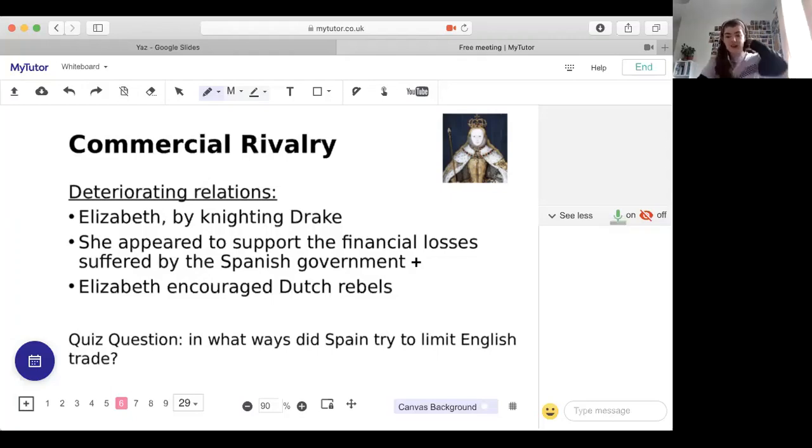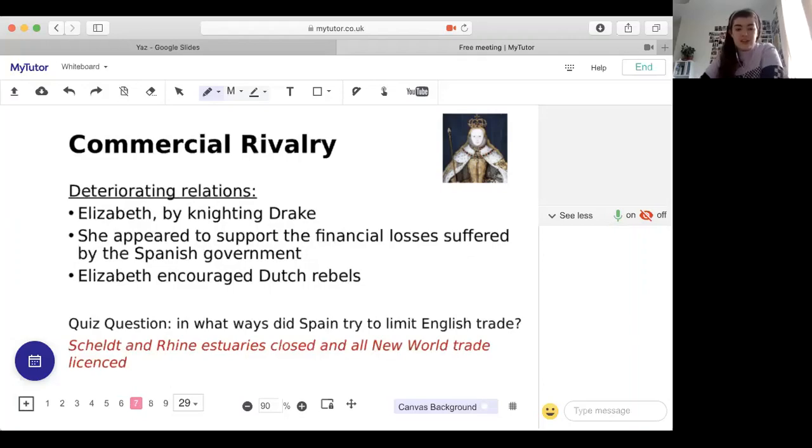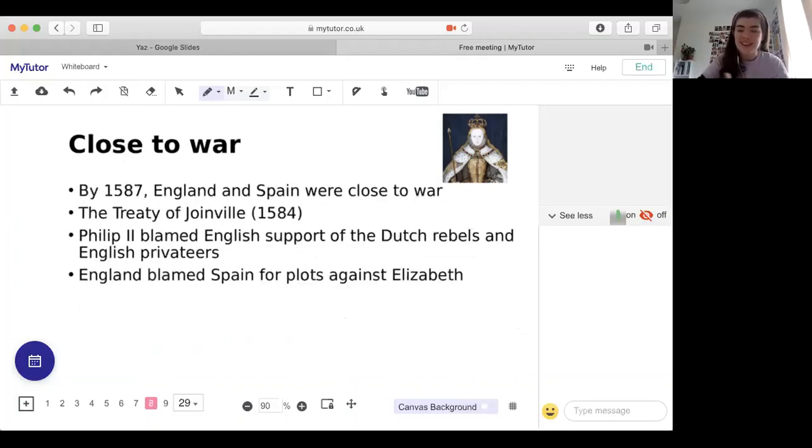Okay, so yes, they have blocked many trade routes. So England had a blockade of trade, yep. So England needed Spanish government to trade with the New World, yep, excellent. So the Scheldt and the Rhine estuaries were closed, and all New World trade had to be licensed through Spain. So these are two major barriers to the two major places that England are trading with, and that's a big issue for England, obviously. So this brings both countries close to war.